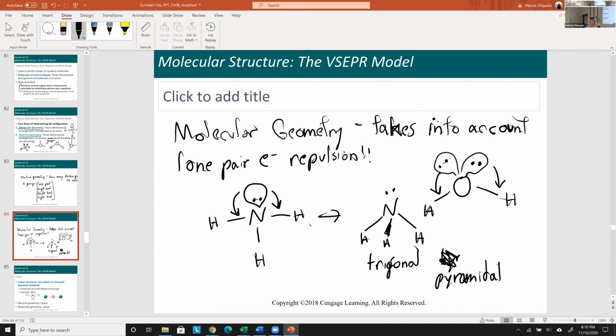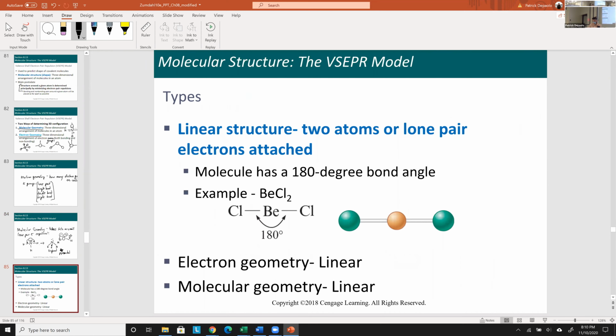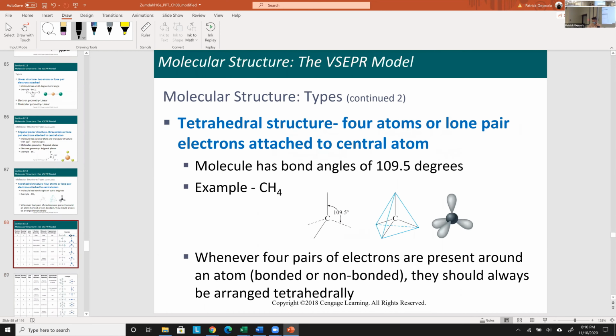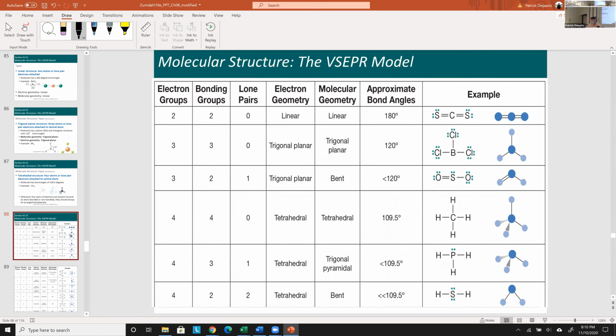Okay, any questions? Now we're going to get to the chart so we can summarize everything, all the different names. So we're in a chart. Okay, so we'll do one at a time.